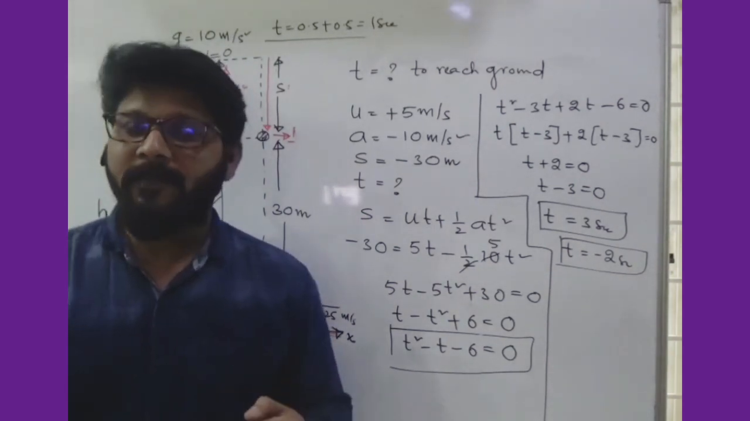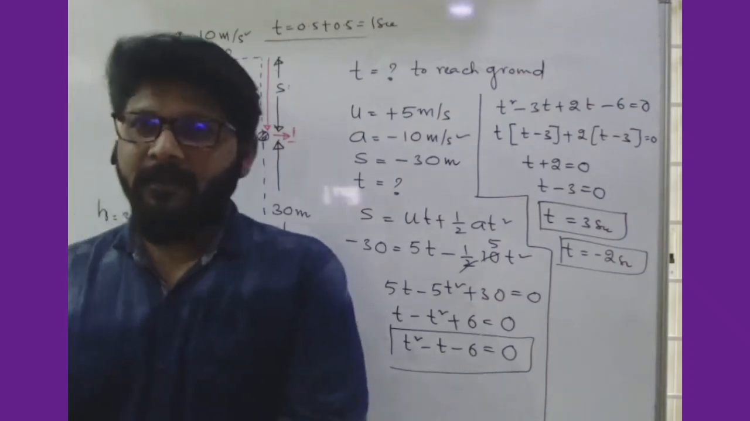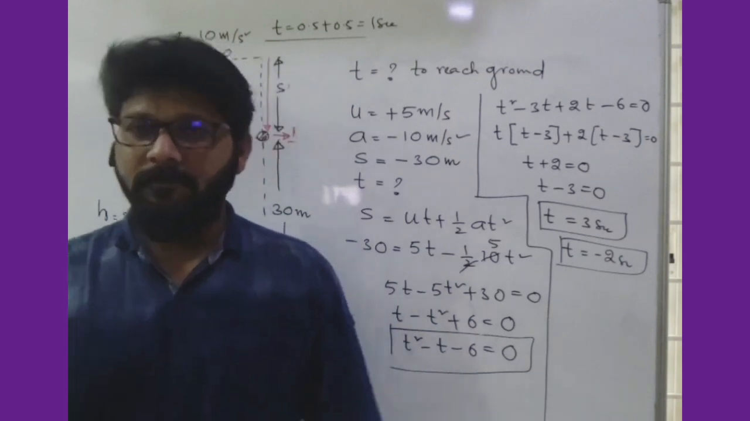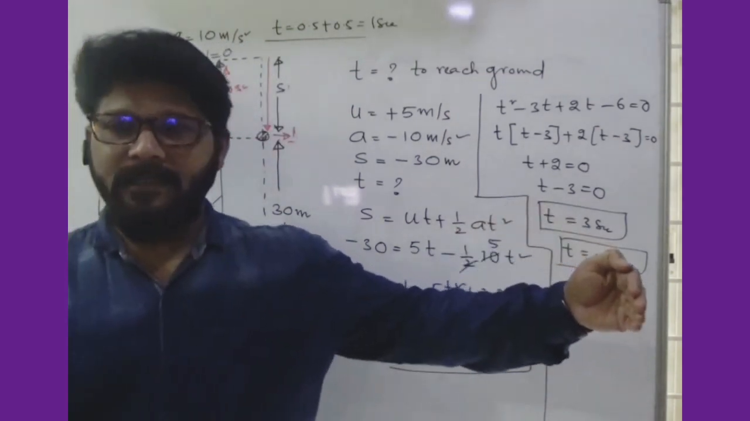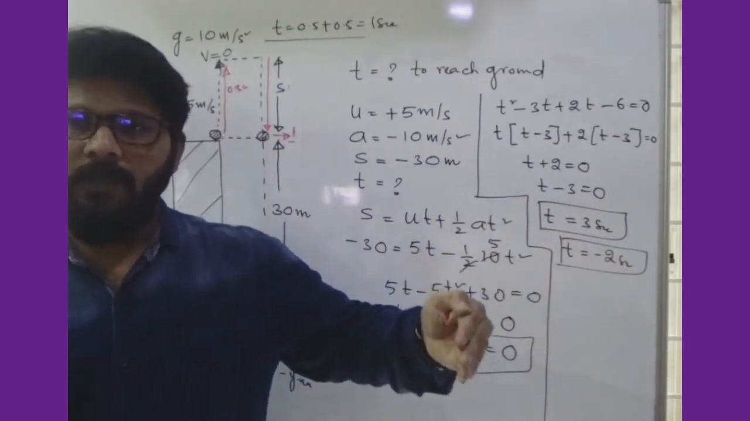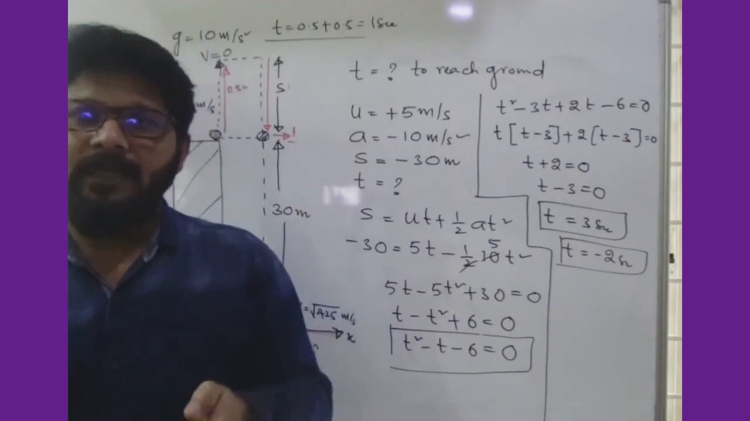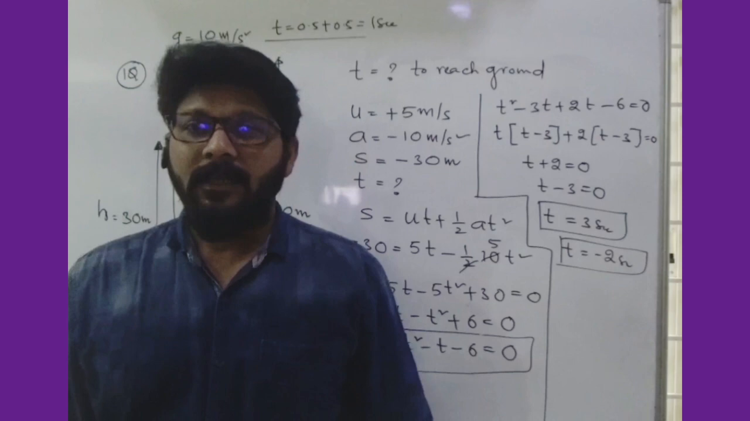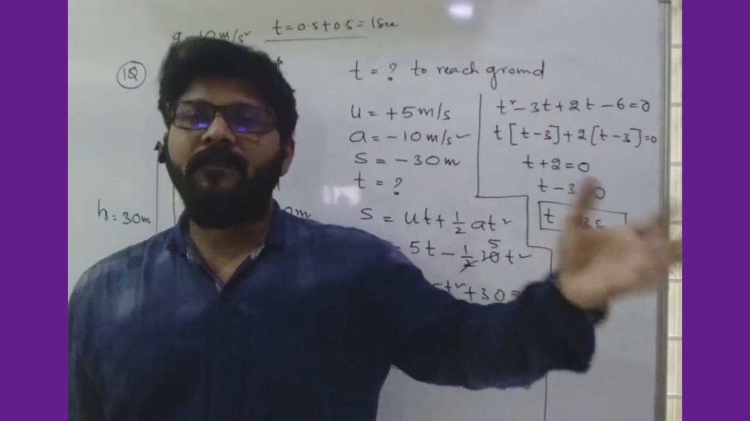Actually, according to mathematics, to get a negative value, first it should become 0. See, 3 is there: 3, 2, 1, 0, then minus 1, minus 2, minus 3. That means first time should become 0. But time never becomes 0. It may start from 0.